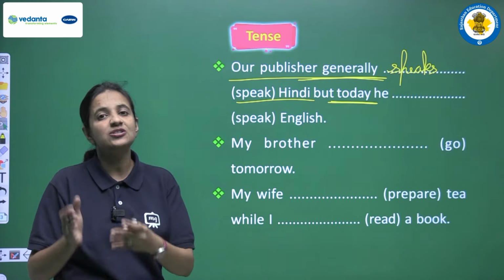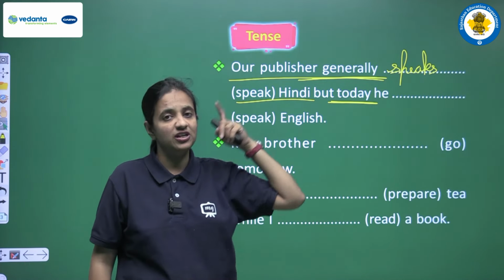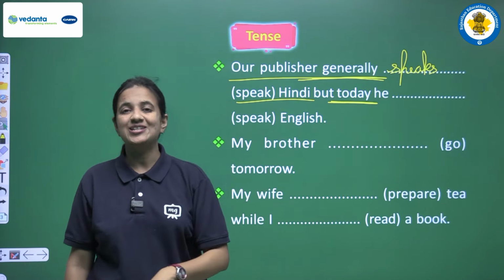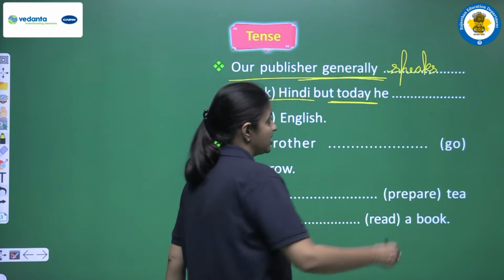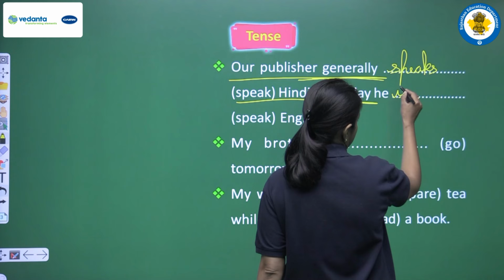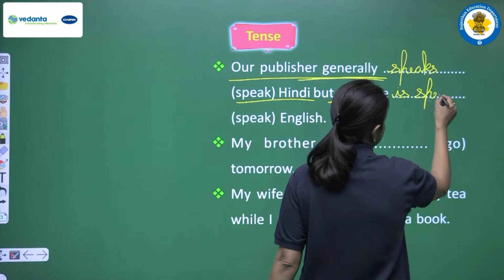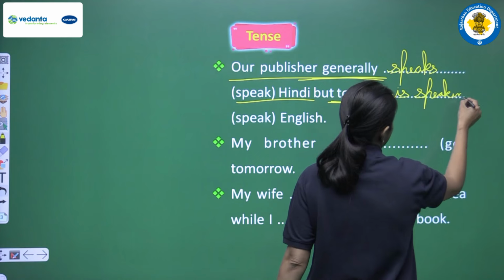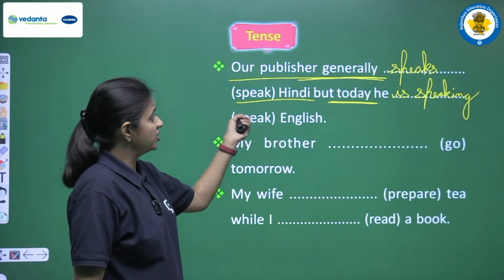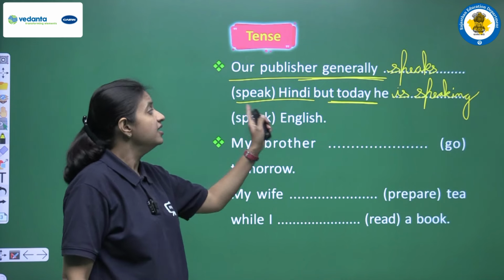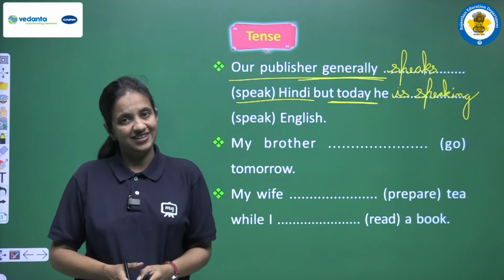So yes, we will use present continuous tense, and he is a singular subject, so we will use is. And in continuous tense we all know that we have to use first form plus ing. So as a helping verb we will write first of all is, and as a main verb we will use first form plus ing, so it will be speaking, and the complete sentence will be, our publisher generally speaks Hindi, but today he is speaking English. Clear?